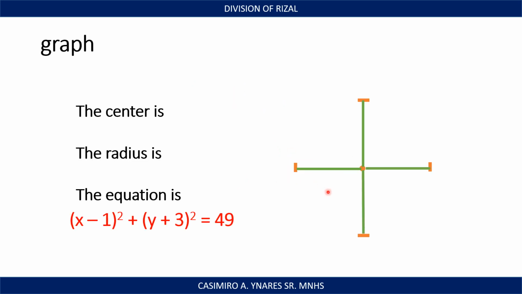How about this one? Okay, all you have to do is to graph. If the given equation is (x minus 1) squared plus (y plus 3) squared is equal to 49, identify the center, the radius, and graph. Okay, so what will be our center? The center is 1, negative 3. How about the radius? Yes, 7 because the square root of 49 is 7.